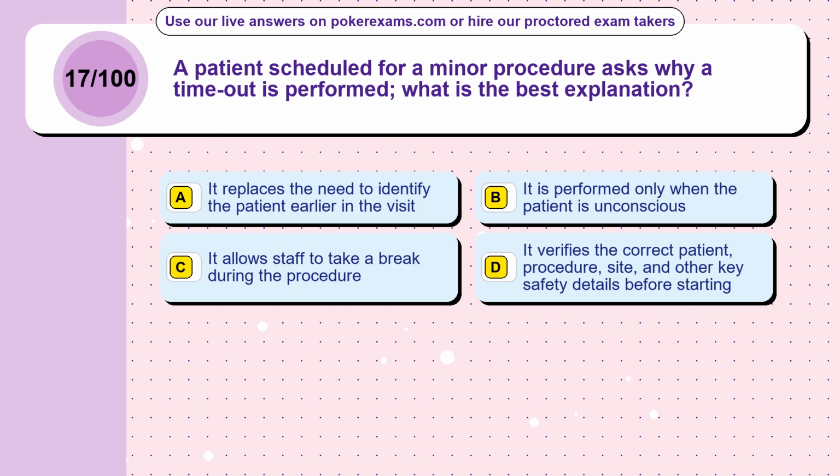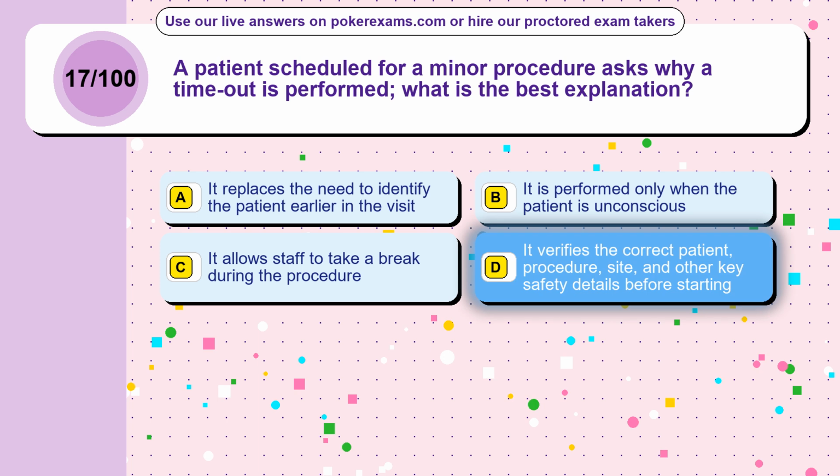Question 17. A patient scheduled for a minor procedure asks why a timeout is performed. What is the best explanation? Option A. It replaces the need to identify the patient earlier in the visit. Option B. It is performed only when the patient is unconscious. Option C. It allows staff to take a break during the procedure. Option D. It verifies the correct patient, procedure, site, and other key safety details before starting.